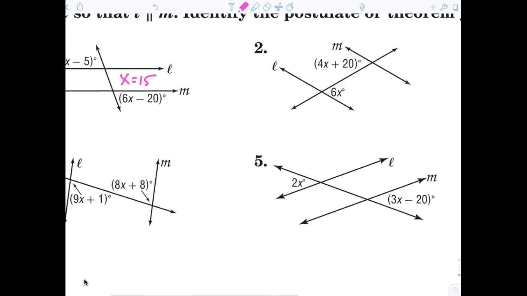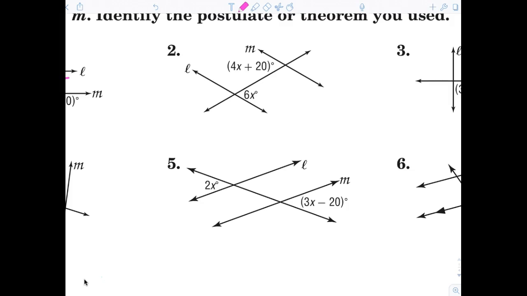In question number 2, they are what? They are alternate interior angles. And alternate interior angles are what? Are equal. So in this case, everybody would just say what? I think X would equal 10. X equals 10. Any questions or concerns? Questions or concerns?